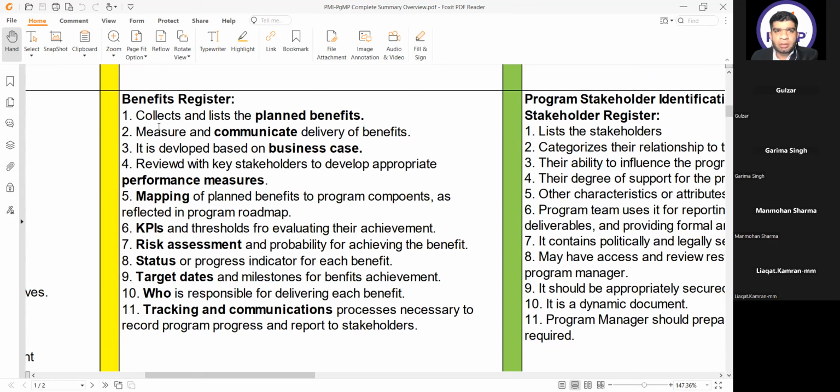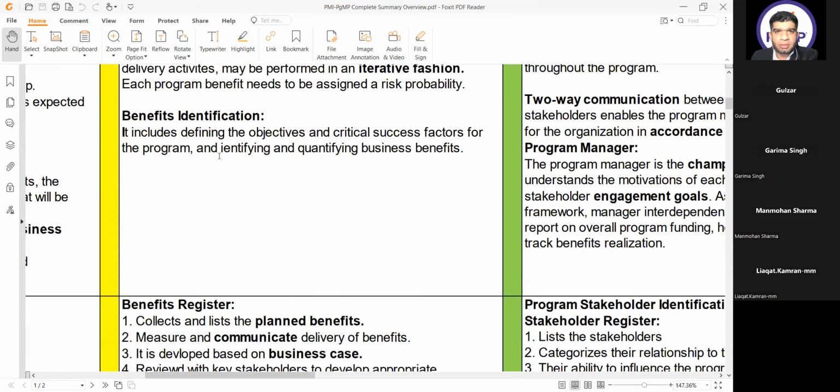Can you repeat that? Benefits identification. So you're not audible in between, like on and off. Just benefits identification.